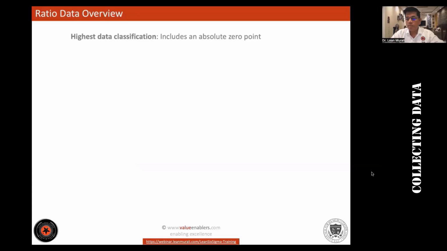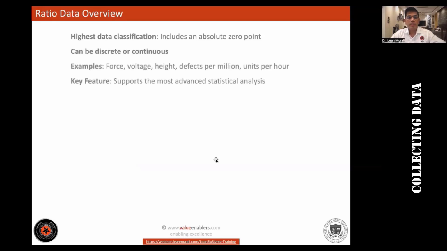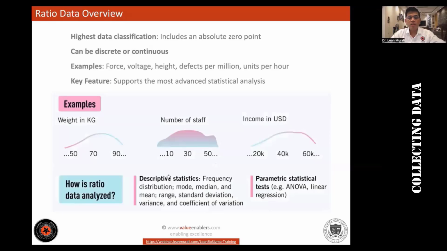Okay, the last data type is something called ratio data, which has the highest data classification. It can be continuous or discrete: force, voltage, heights, defects per million units, all the continuous variables that we have got. This data is analyzed by mean, median, mode as descriptive statistics. We have a lot of parametric tests also on this, but these are all simple. It's continuous data. It can be continuous or discrete data. This is ratio data.